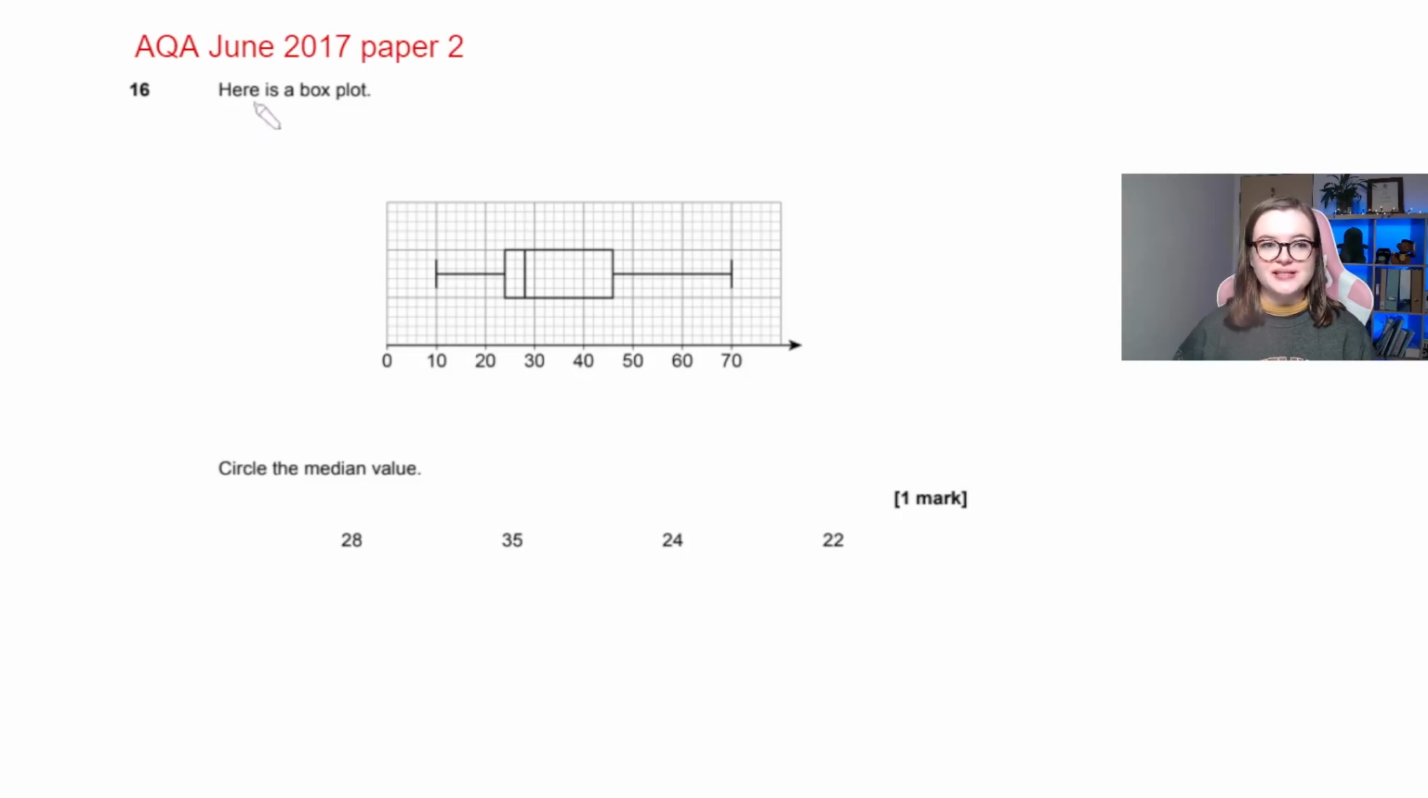Okay, then so question 16 here is a box plot. Circle the median value. So the median, if you recall, is this one in the middle. This one is min, this one is lower quartile, this one here is median, this one upper quartile, and this one here is max. So we need this value here, which is, they go up in 2, so 22, 24, 26, 28. There we have 1 mark.